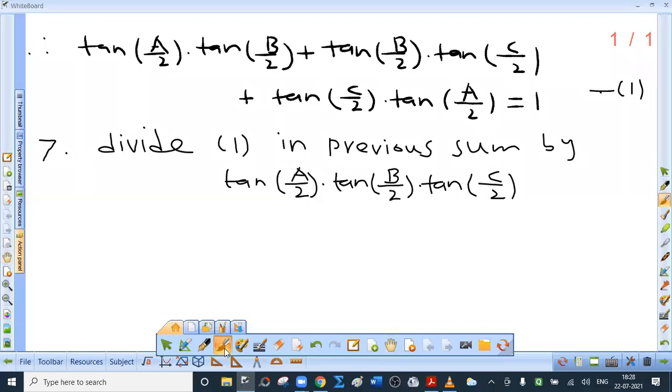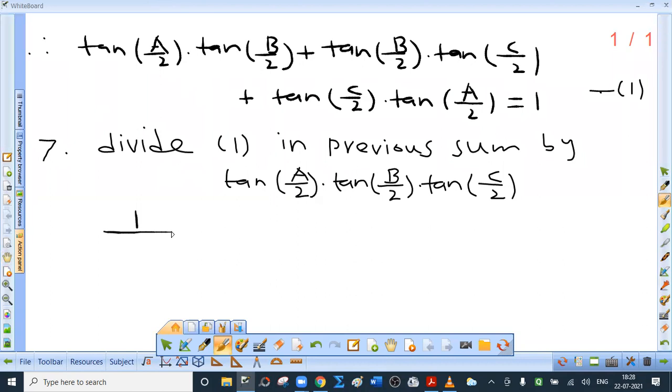I repeat, any one of these two will be asked, either the 6th or 7th. So if the 7th is asked, how can you say that you divide 1 by 1 in the previous sum by this? So you have to begin with A plus B plus C equal to pi only. Right now, I'm omitting one step, but in the exam you have to write that.